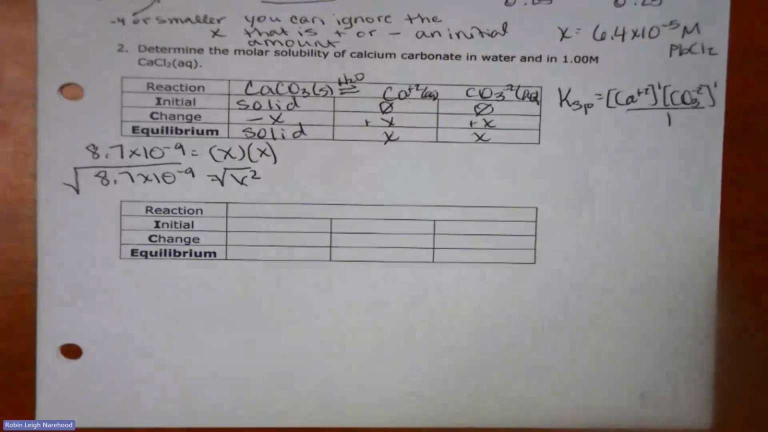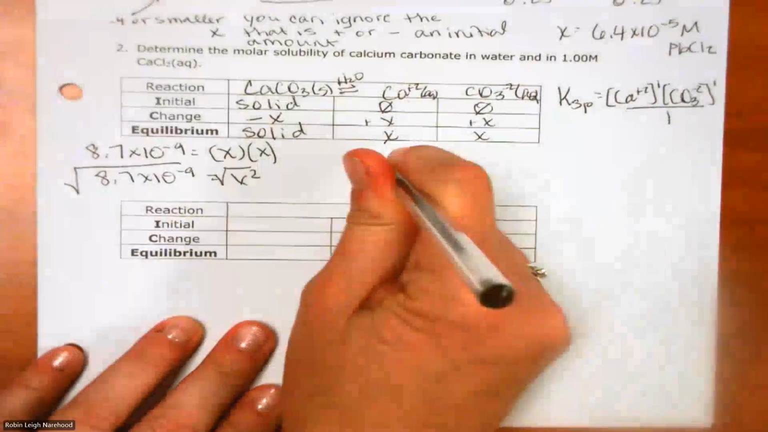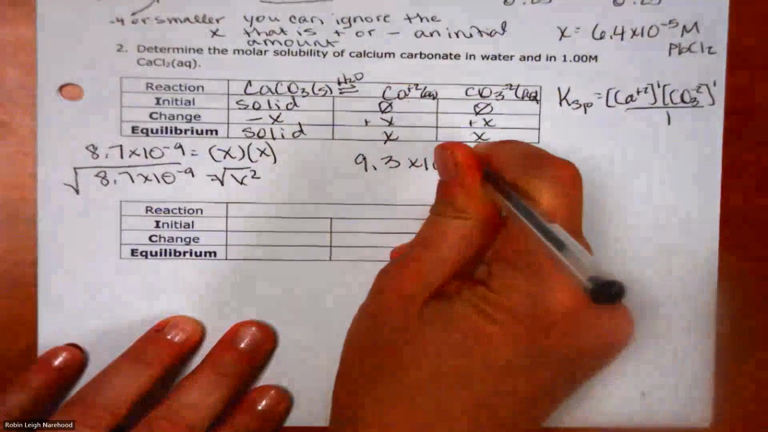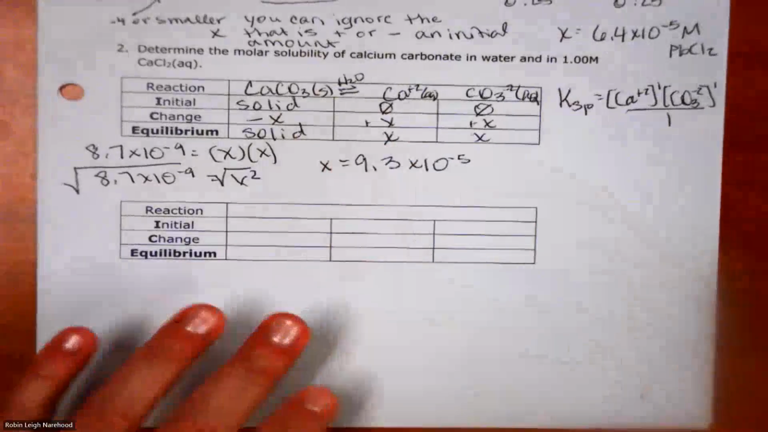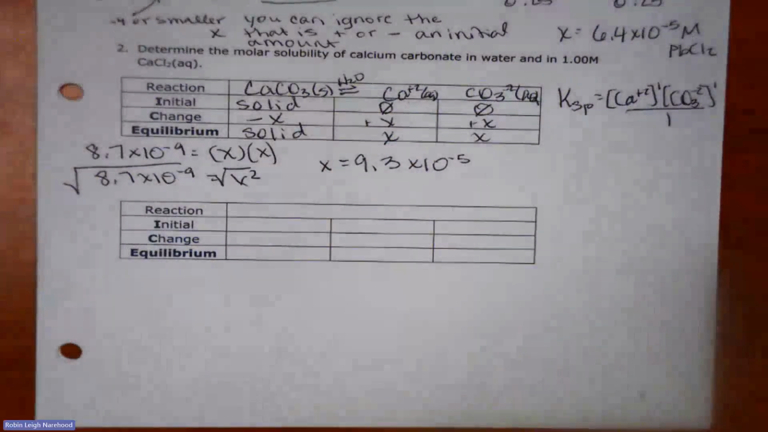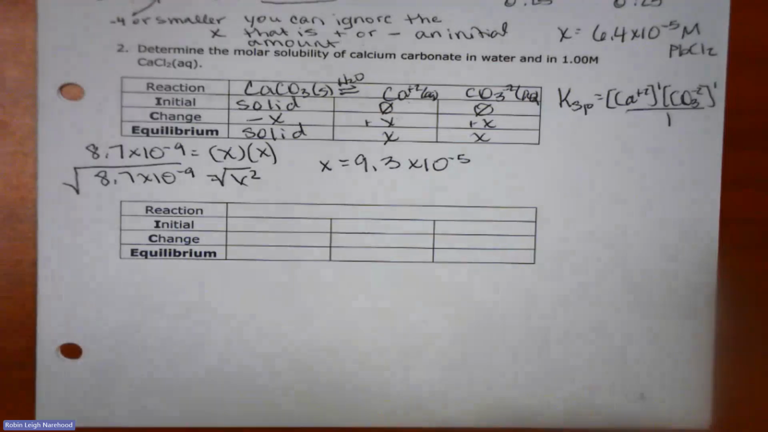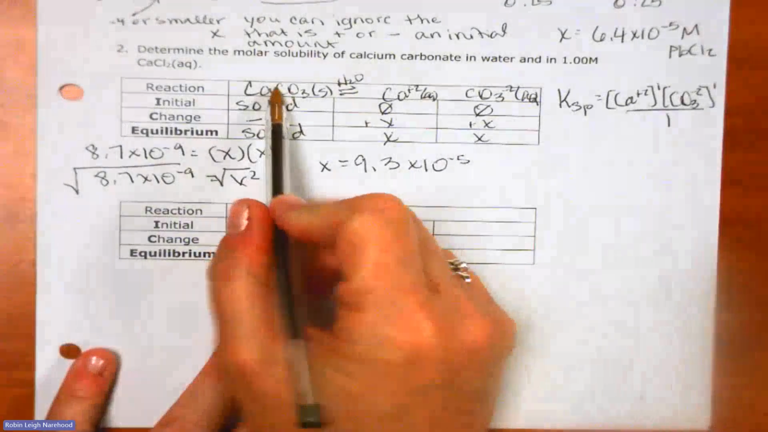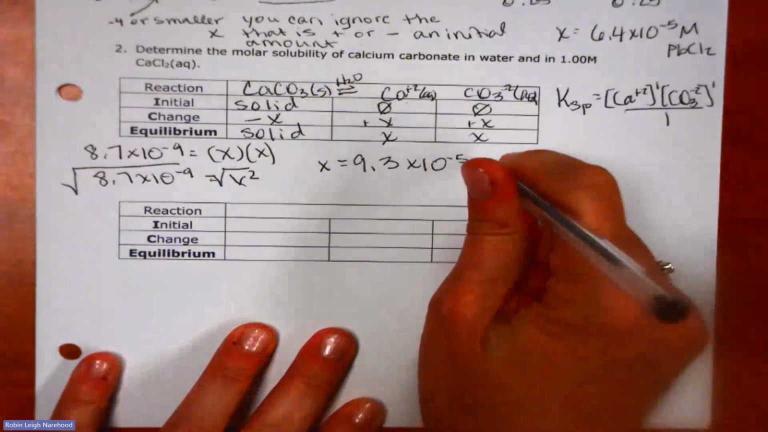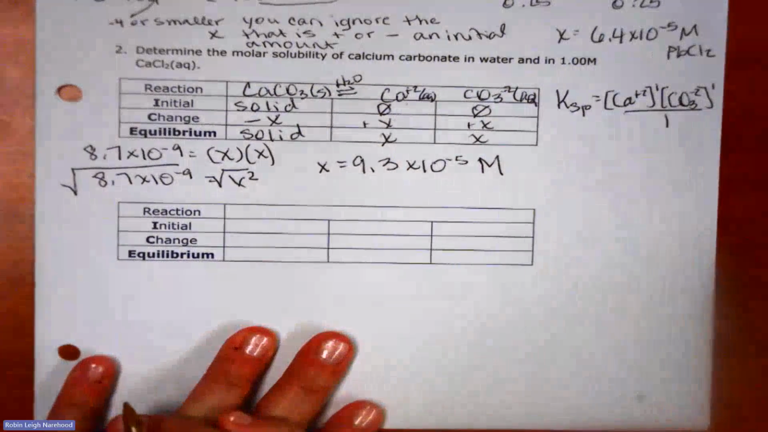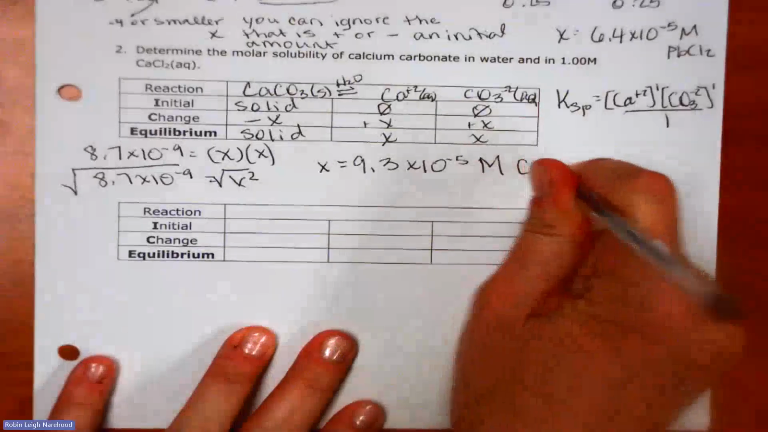So 8.7 times 10 to the negative 9, square root, is 9.3 times 10 to the negative 5. That's my X. X for molar solubility problems is the molar solubility. And so once you get the value, then you put the unit on it, and then you would put the formula. So X is the amount of this compound that dissolves, which is its molar solubility. And so you'll put molarity, capital M, and then CaCO3.